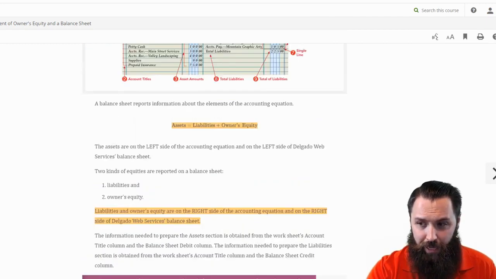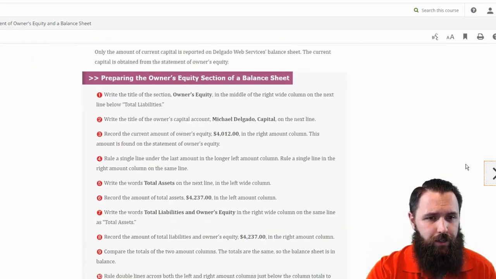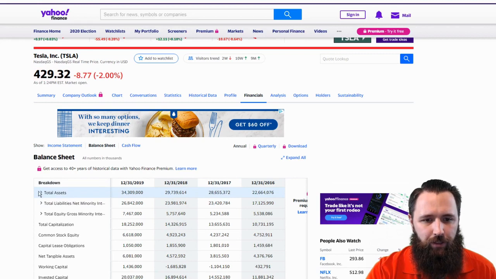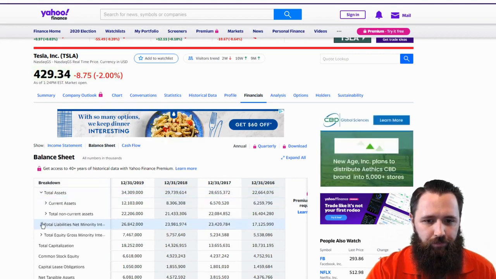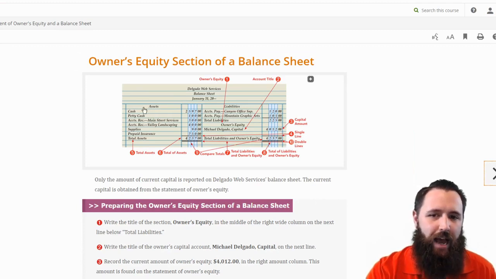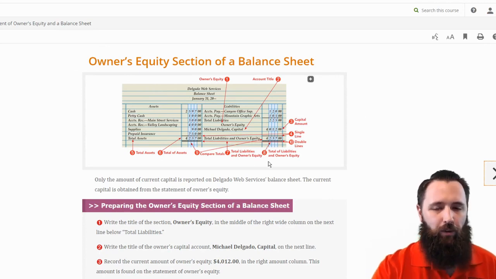I'm going to skip past this, though, because it's not exactly how we record it in this class. We're usually going to record it just up and down. If we go back to Tesla's, it's not super important that assets is on the left side and liabilities and equity is on the right, the way that they have this.